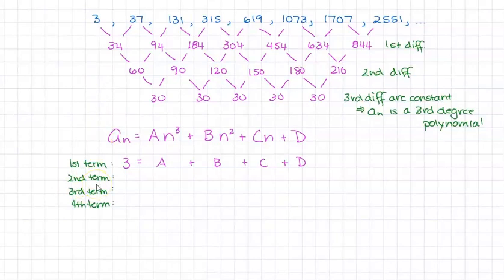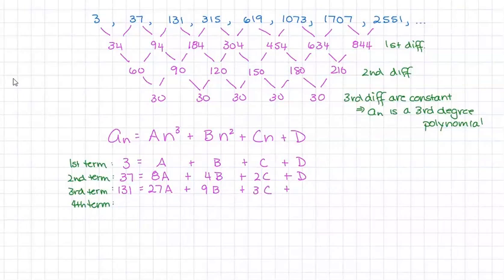Then the second term, we're going to let n equal 2, so we're going to put a 2 in for these n's, and a sub 2 is 37. So we're going to have 37 is 8a plus 4b plus 2c plus d. And we do it again. This time we're going to let n equal 3. We're going to let all these n's equal 3, and a sub 3 is 131. That's 27a plus 9b plus 3c plus d.